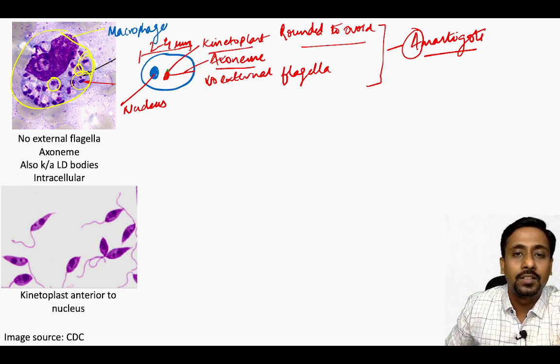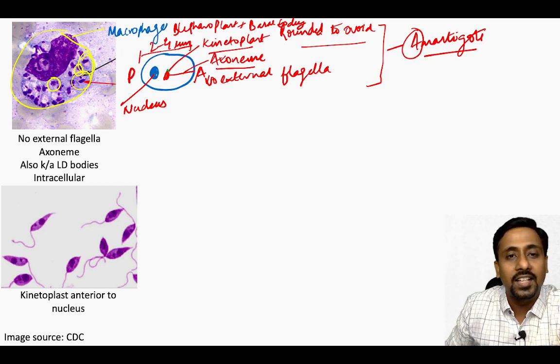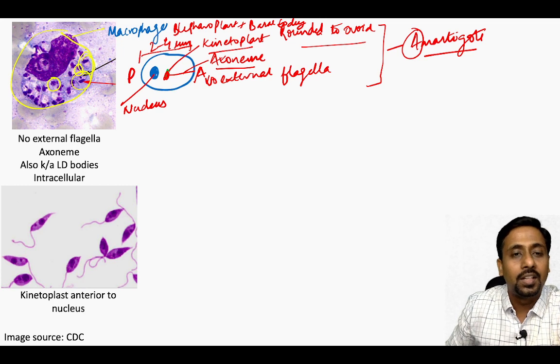This kinetoplast is further made up of two parts: one is the blepharoplast, and another part is the basal body. And this is the nucleus. The nucleus is situated posteriorly and this is the anterior. So the nucleus is situated posterior to the kinetoplast, or you can say the kinetoplast is situated anterior to the nucleus, but there is no external flagella. So this is the amastigote form.